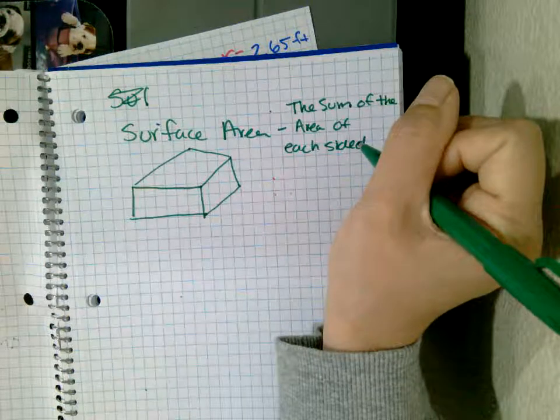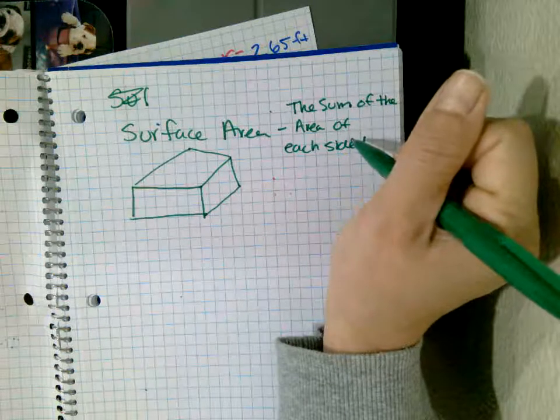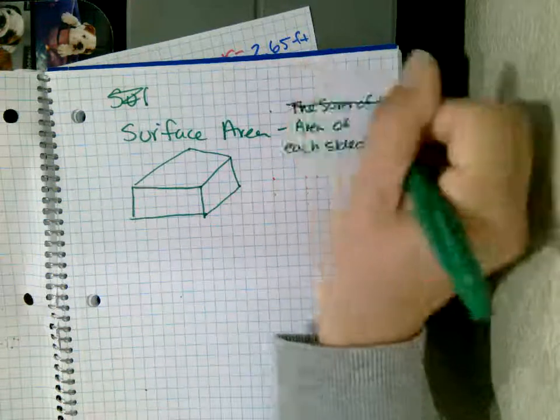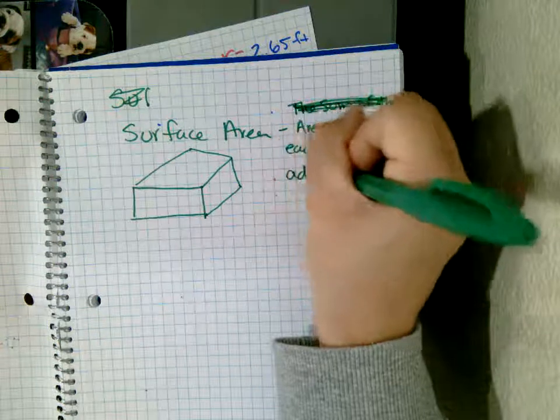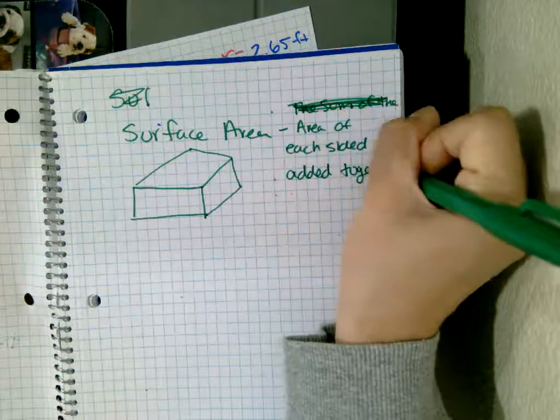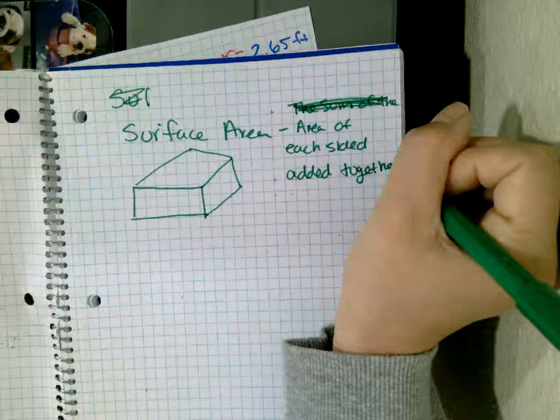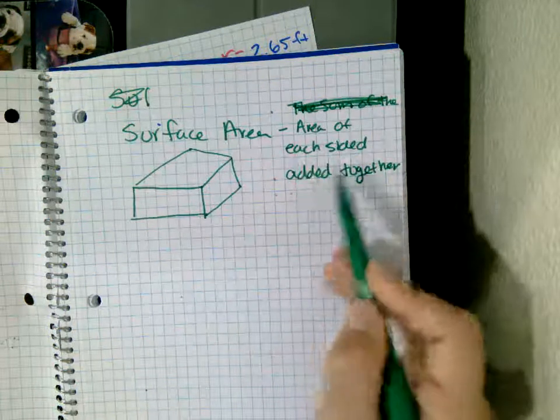That doesn't make any sense, does it? The sum of the area of each side. So area of each side added together. Yeah, sure. Area of each side added together.